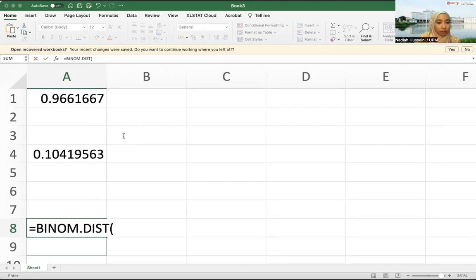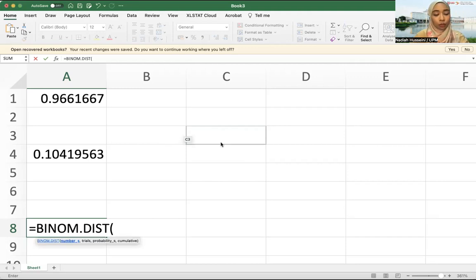And here you have the word cumulative. If you write in true, you would get the binomial distribution, the cumulative version. If you write in false, you would get the probability mass function, which is x equal to 5, x equal to 4. But if you use the cumulative function, you would get x less than 5 or x greater than 5, like that.